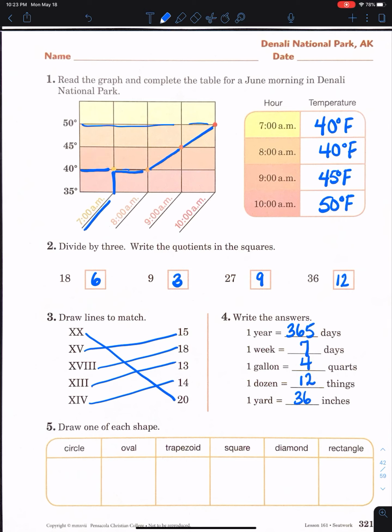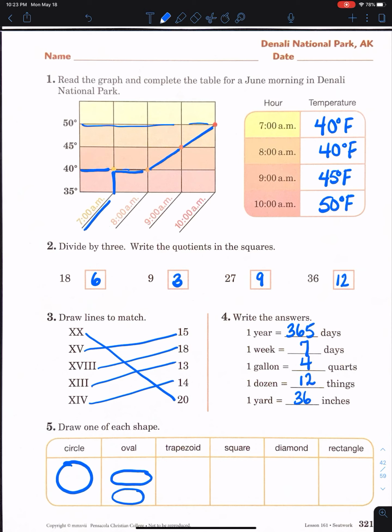All right, we have to draw shapes here. Now we haven't done shapes in a while, so hopefully you remember how to do them. Go ahead, pause the video and try it out, and then come back to check. All right, a circle. It's just a round shape. An oval is kind of like a squished circle. It's like a flattened out circle. That's not the best oval in the world, but I hope you get the idea. Let me try another one.